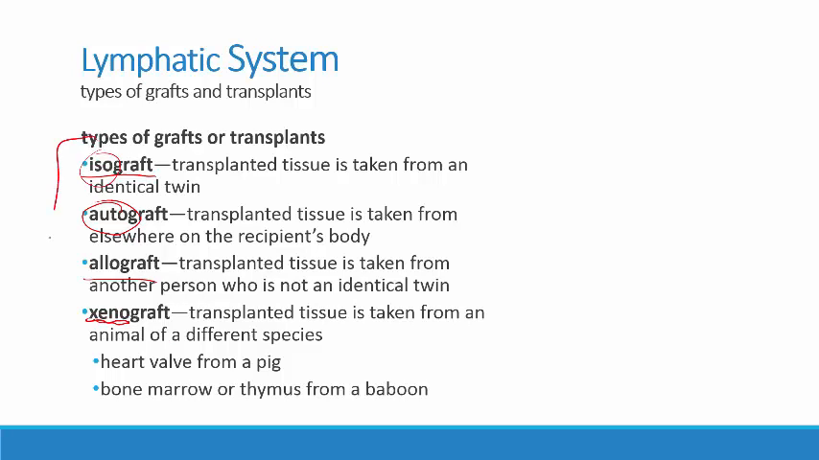So in the first three cases, these are all human-to-human grafts. This is an other animal-to-human graft. With an allograft, it's just another immunologically matched person. With an isograft, it's an identical twin. And an autograft is when the recipient's own tissue is used.